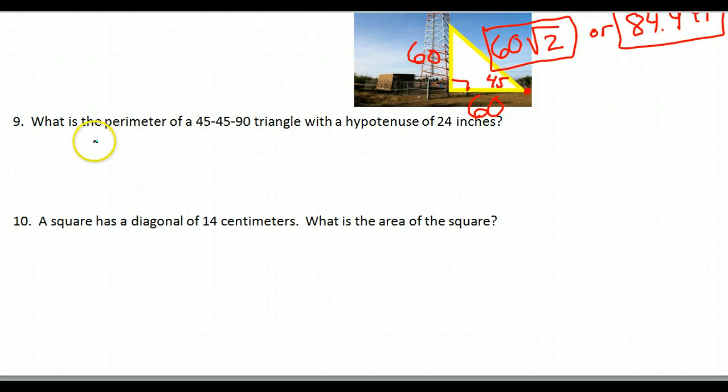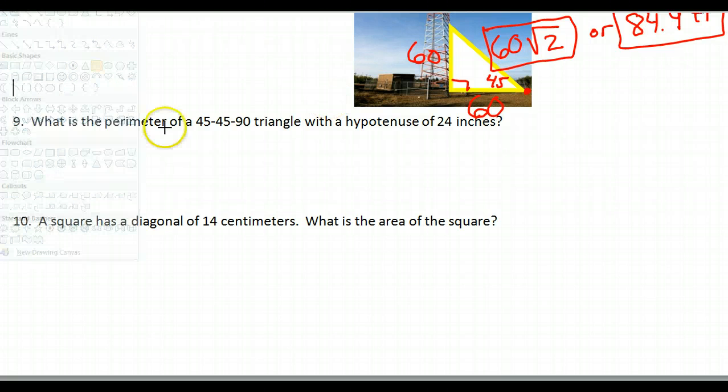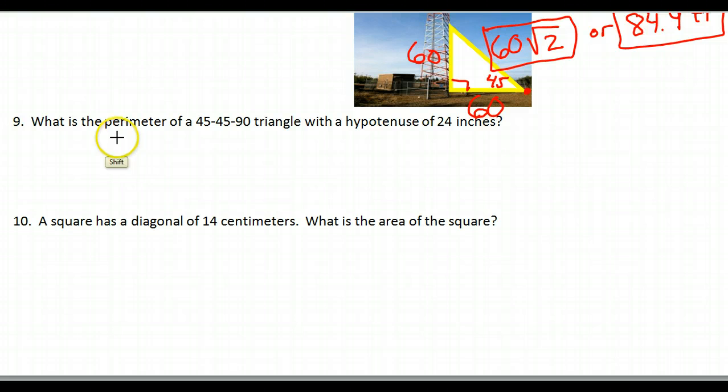All right. A little higher level thinking. What is the perimeter of a 45, 45, 90 triangle with hypotenuse 24? Okay, let's slow down a little bit because this is one of those ones that's slightly tricky.